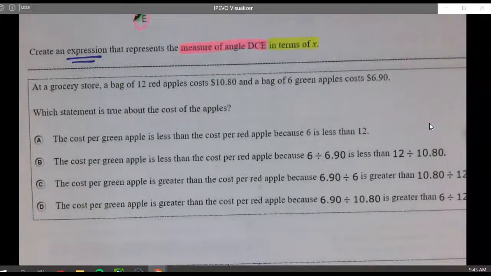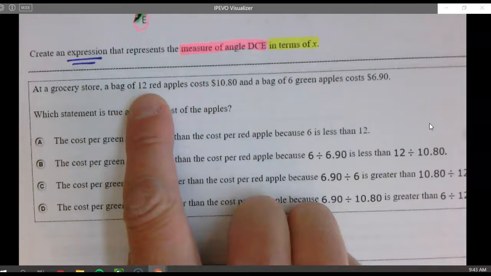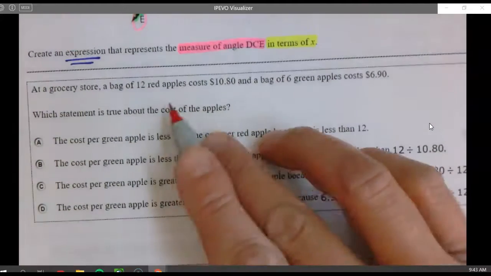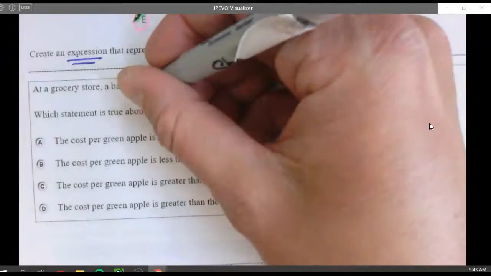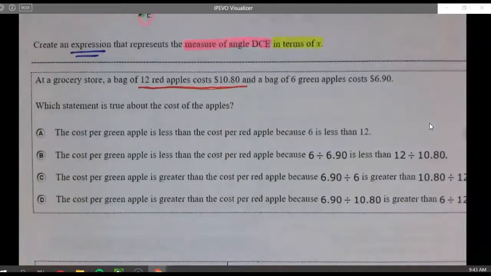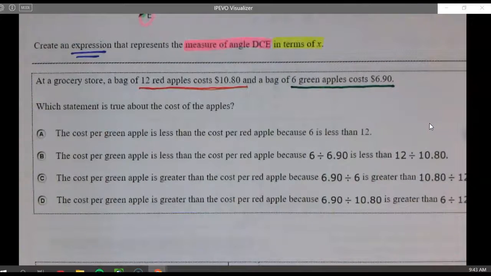All right, now, Natalie, you kind of volunteered yourself by saying this is like a reasonable problem, right? Because it's like a reasonable amount of things. So if we start by highlighting, I got 12 red apples cost $10.80. They're red, so I'm going to highlight it in red. Or not really highlight, but 6 green apples cost $6.90.